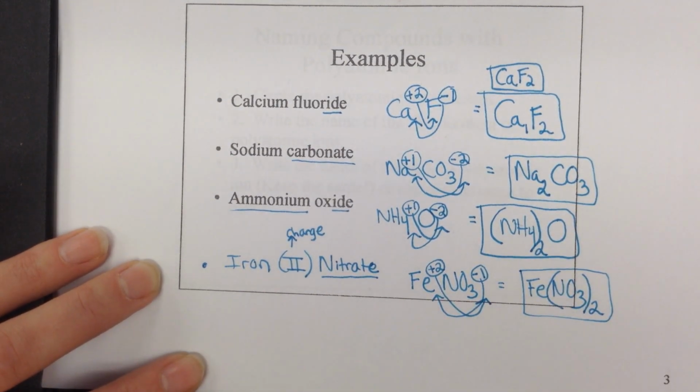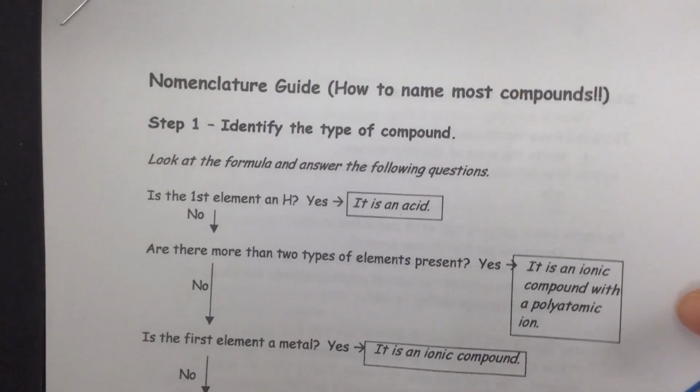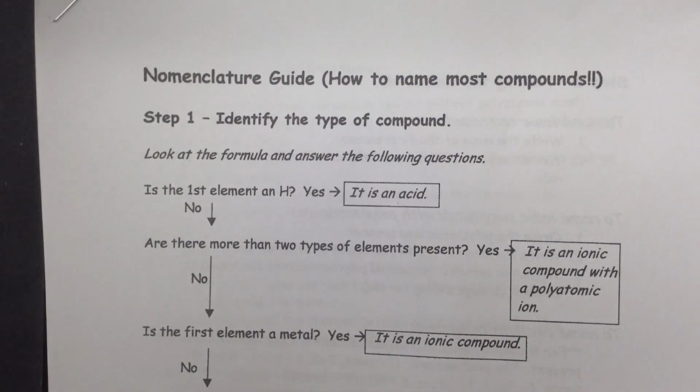Okay, so you have examples of how to name ionic compounds, and now you have examples and rules of how to write ionic compound formulas. At this point, you are going to get this, or it already was handed out to you. It is your nomenclature guide, and it is just a reference sheet for you.